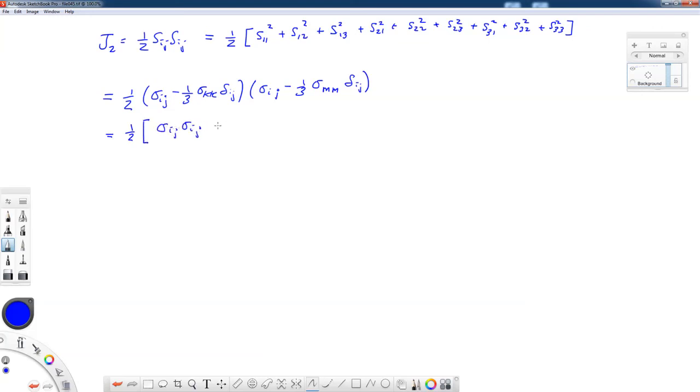terms now. One of the great advantages of using index notation is that we can do algebraic manipulations on complicated matrices, effectively tensors. And on my last term I have a ninth, sigma KK, sigma MM, and then a Kronecker delta IJ.